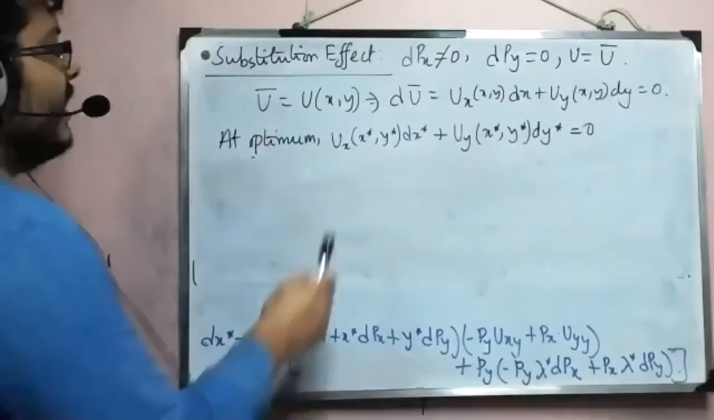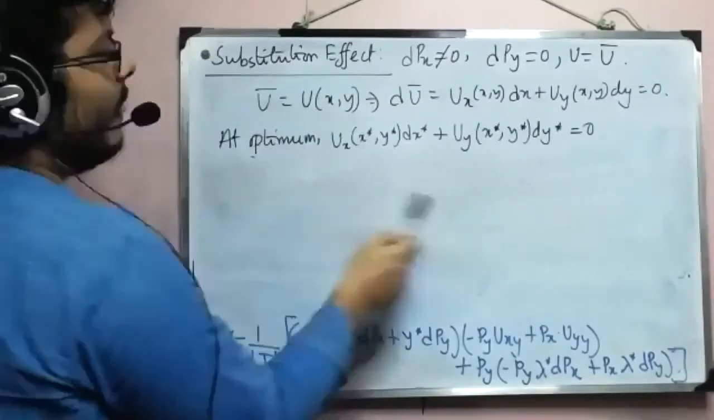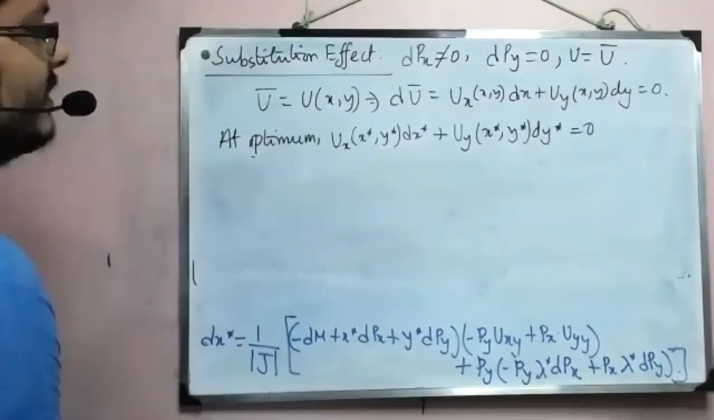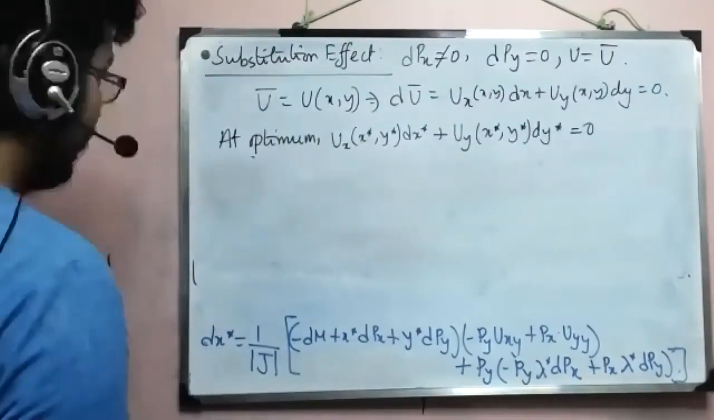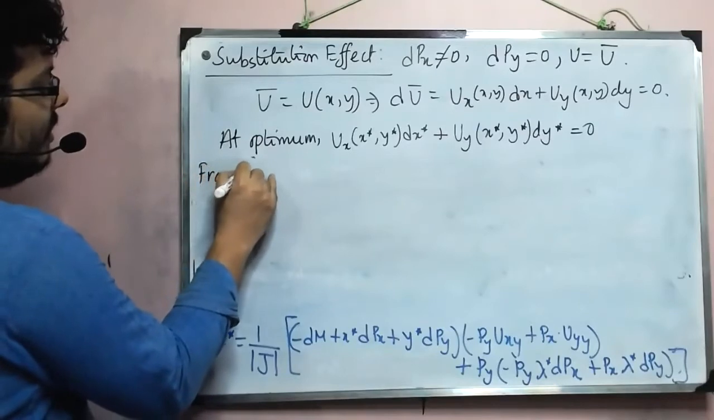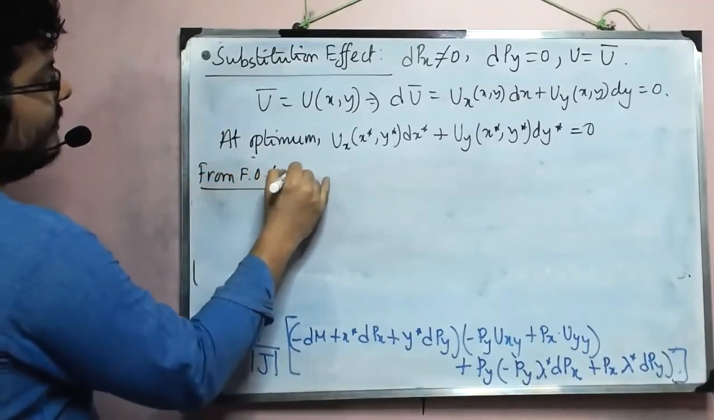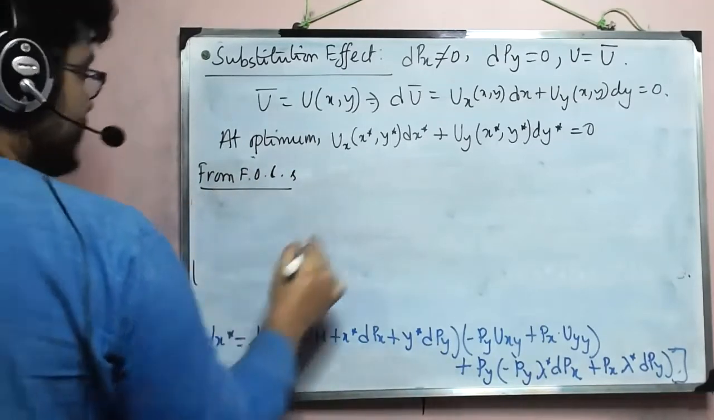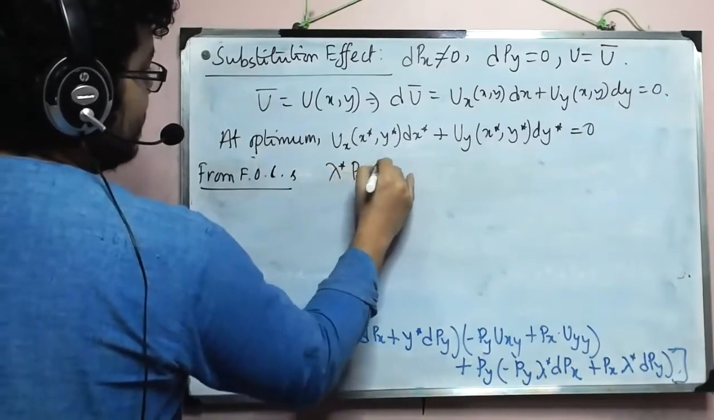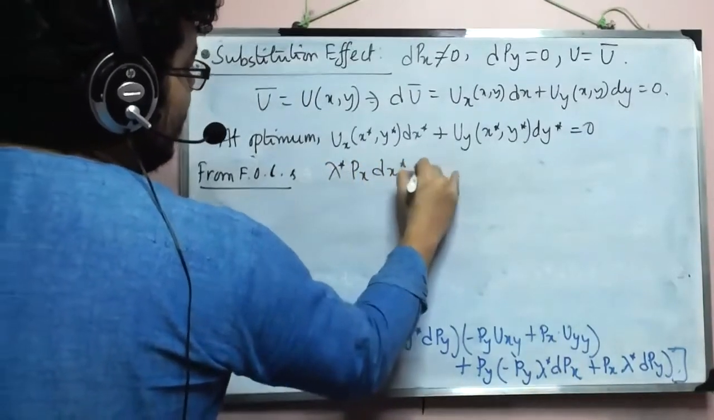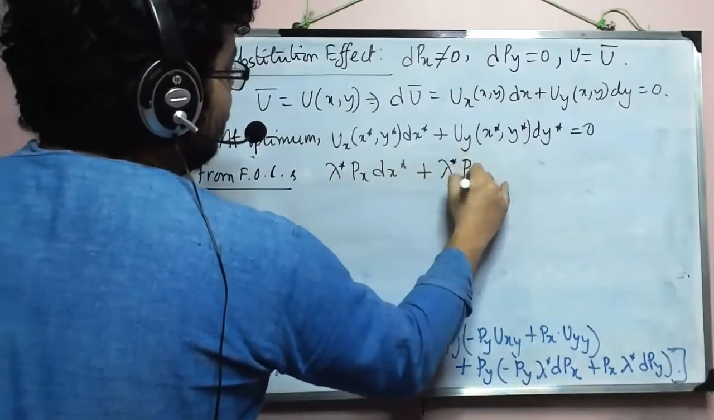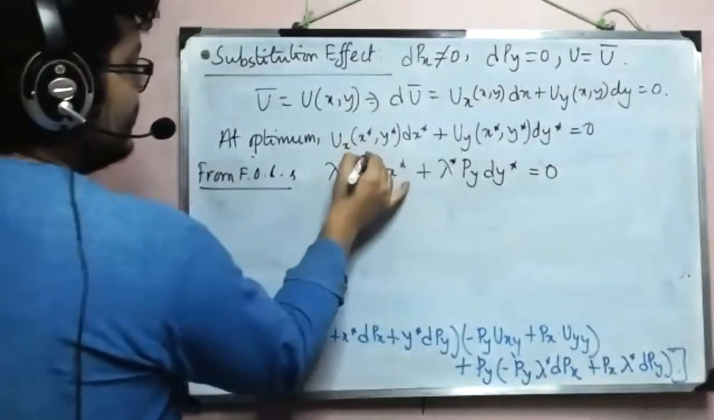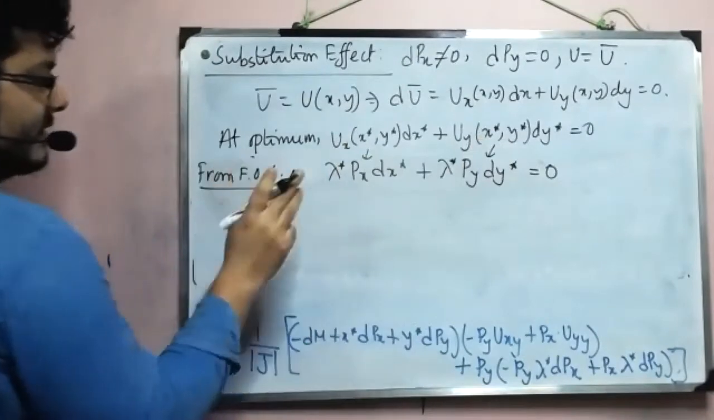Okay, so we have at optimum, by differentiating this, if I write this condition at optimum, then this is the condition we arrive at. Okay, now from the FOCs, from the first two equations, if I write here, ux is basically lambda star px, so lambda star px dx star plus lambda star py dy star equal to 0, right? Okay, so these are replacements from the first two equations.